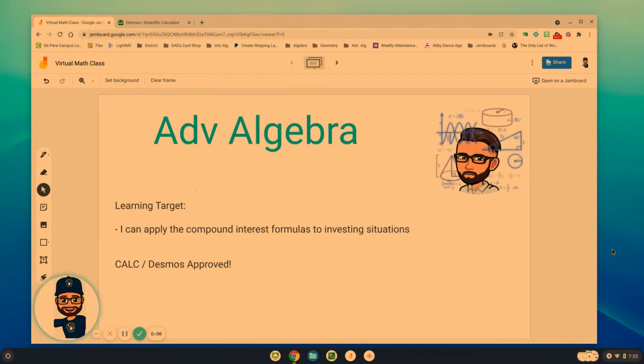Here is our first video lesson as we return to the start of the fourth quarter, where today we talk about applying the compound interest formula to different investing situations. The nice part about this section is that a calculator and/or Desmos is approved, meaning when you get a mini test on this, you are allowed to use a calculator and Desmos. As a matter of fact, you're going to have to.